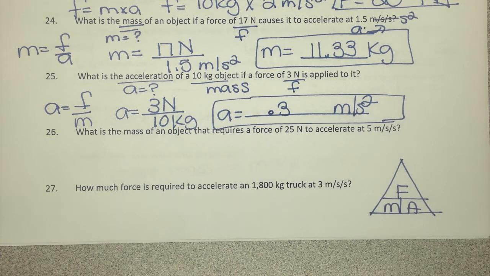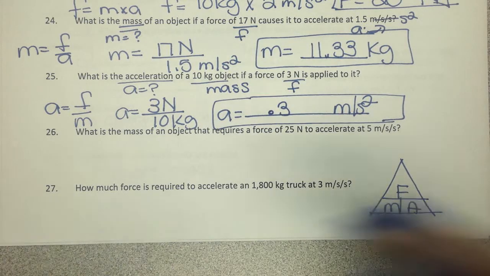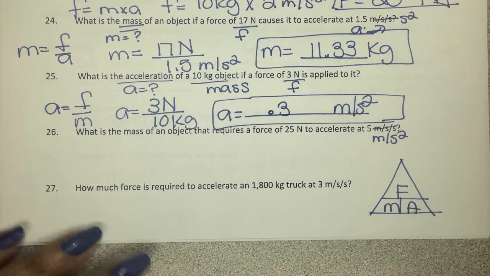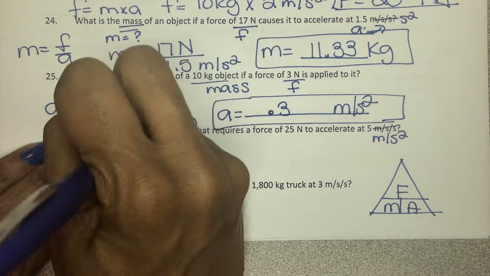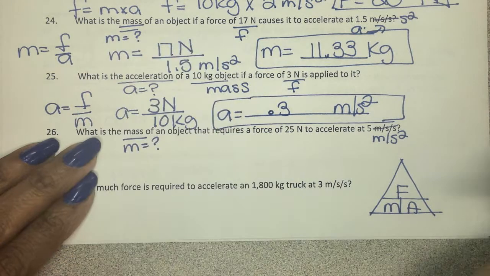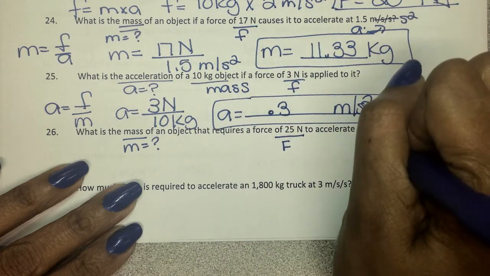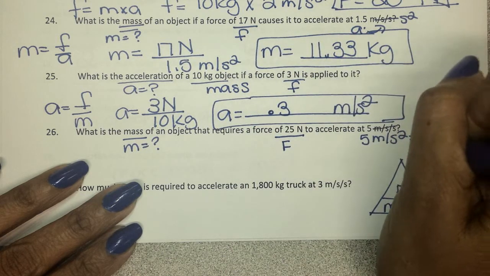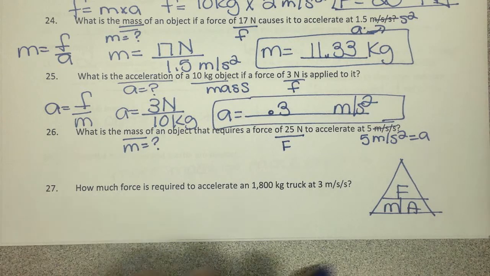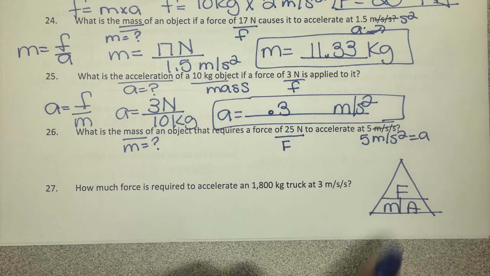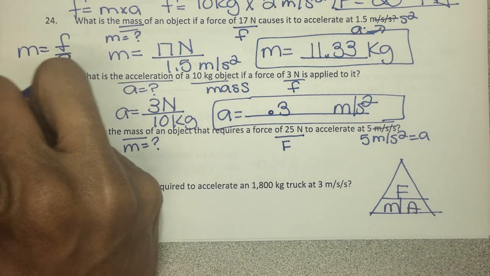All right, what is the mass of an object that requires a force of 25 newtons to accelerate it 5 meters per second per second? All right, so meters per second square is the same thing as meters per second per second. It's asking you to find the mass. They tell you the force is 25 and the acceleration is 5 meters per second square. So I want mass. So I cover up the m. Mass is force divided by acceleration.